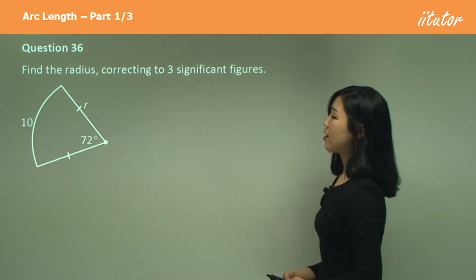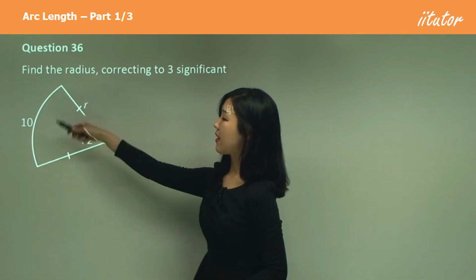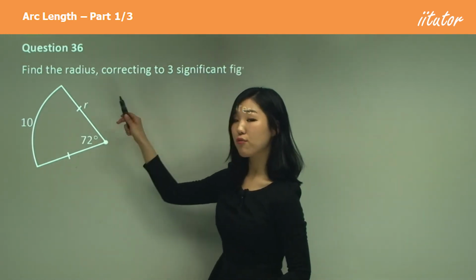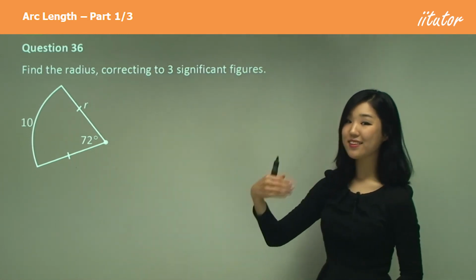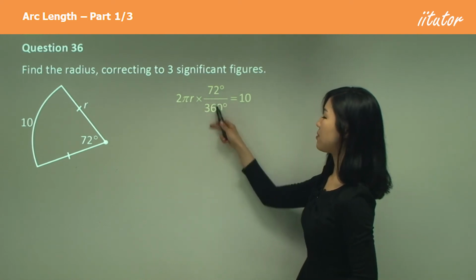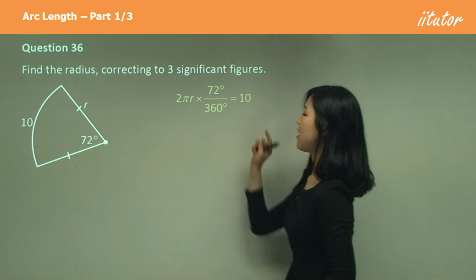Find the radius. Okay, again, we want to do the same kind of thing. We want to find the radius. And they give you that the length of the arc is 10. But the angle is 72, so the fraction of that arc must be 72 over 360. So 2 pi r times 72 over 360 is that arc there, which is 10.